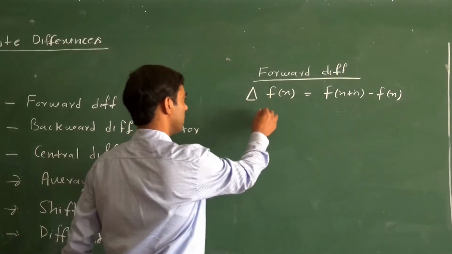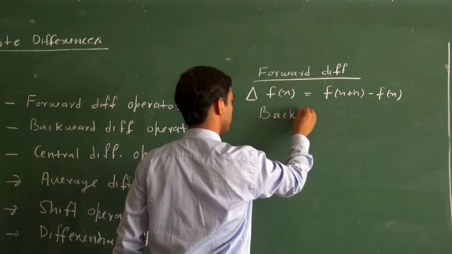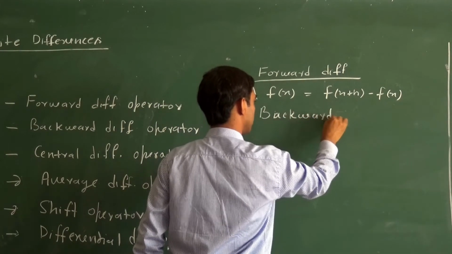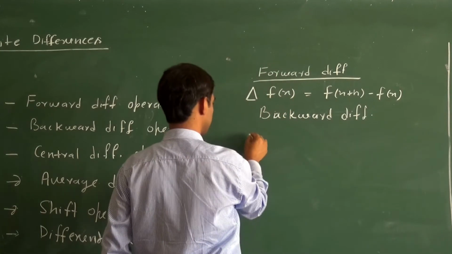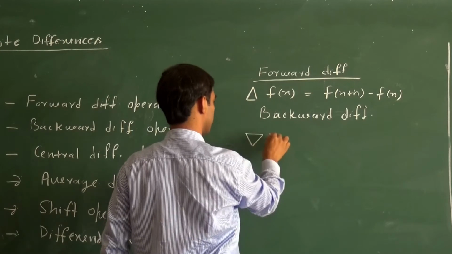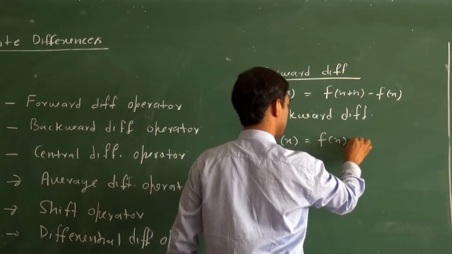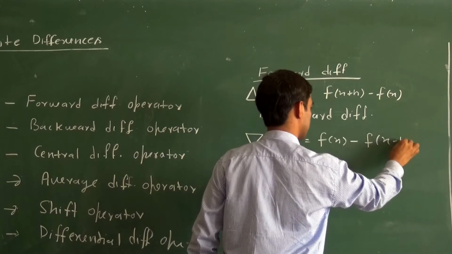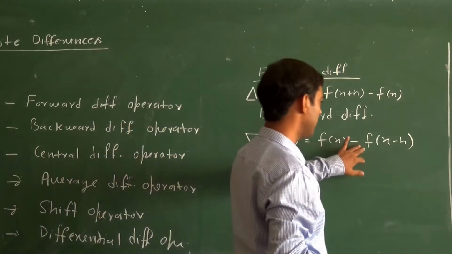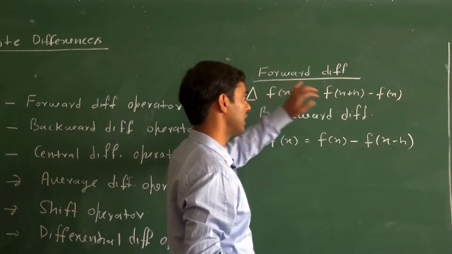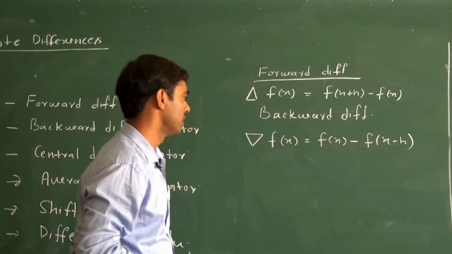Now similarly, there is a backward difference. So what is the backward difference? The backward difference is defined like this: del f of x equals f of x minus f of x minus h. This means the current value minus the previous value, whereas the forward difference is the next value minus the current value.